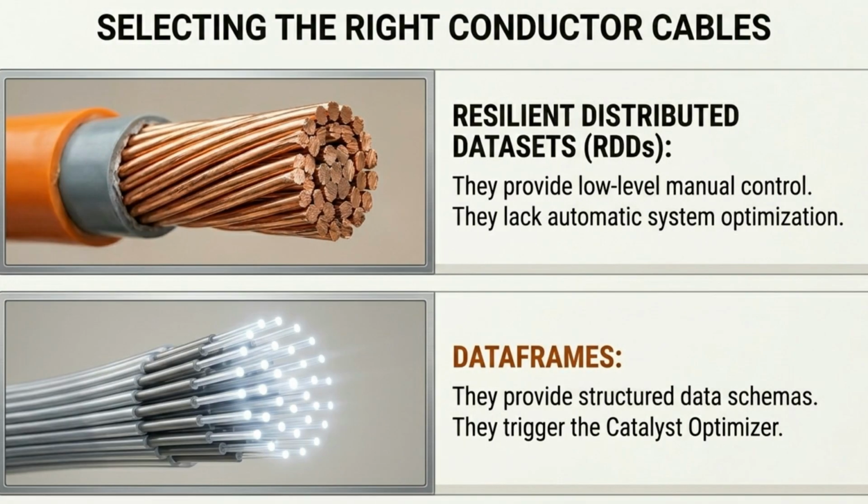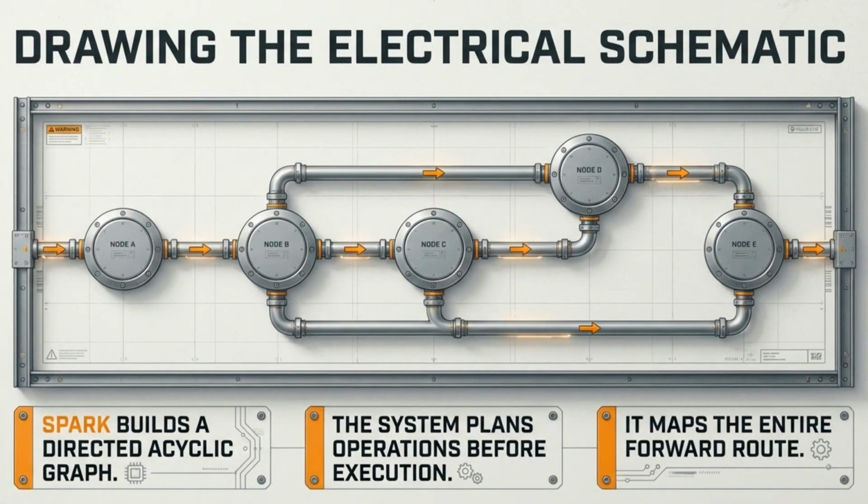Choosing the right data representation is critical. Resilient Distributed Datasets, or RDDs, offer manual control, while DataFrames provide structured schemas that automatically trigger the Catalyst optimizer for better performance. When drawing the electrical schematic of a job, Spark builds a directed acyclic graph. The system plans operations before execution, mapping the entire forward route for efficiency.